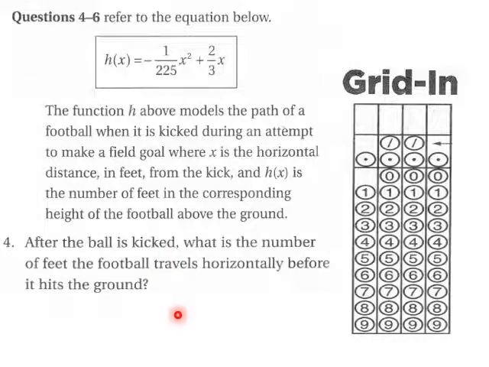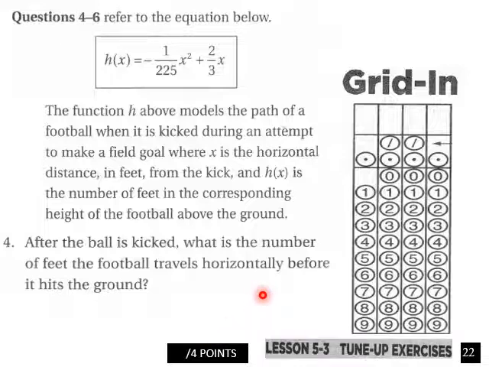And number 4, 4 to 6 refer to this equation here. After the ball is kicked, what is the number of feet the football travels horizontally before it hits the ground? So you need to find your distance there between the two zeros. I just gave that one away. I'm not going to do that no more. That's number 4 of your grid-in.